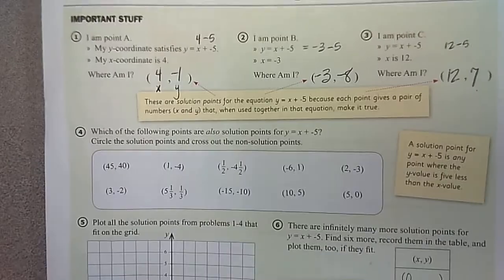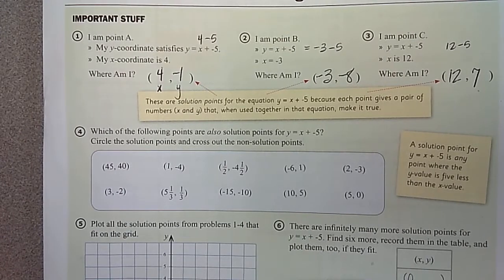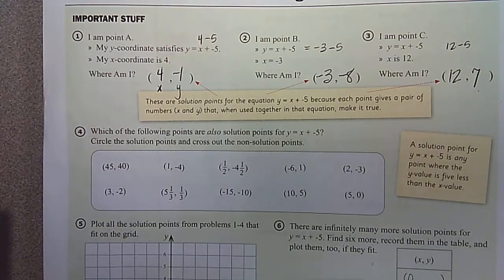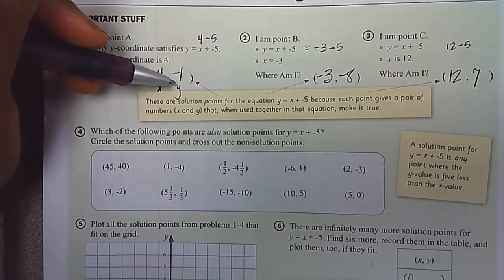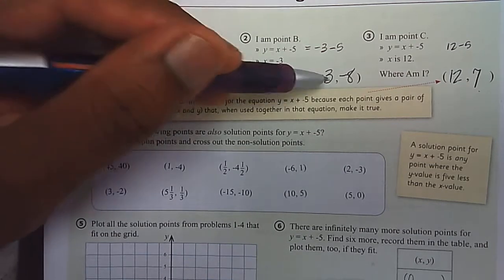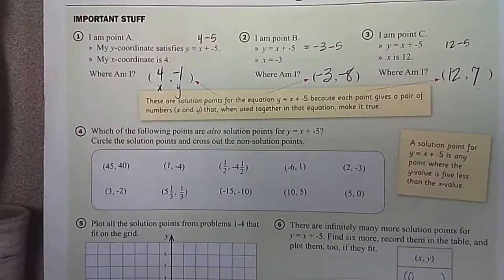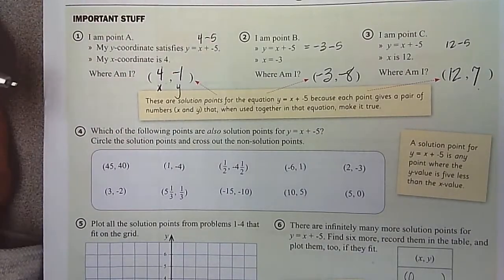All right, so on number 4, which of the following points are also solution points for y equals x plus -5? Circle the solution points and cross out the non-solution points. So basically, this number is always 5 more than that. This number, 5 more than that. So 5 apart with x being the larger number.